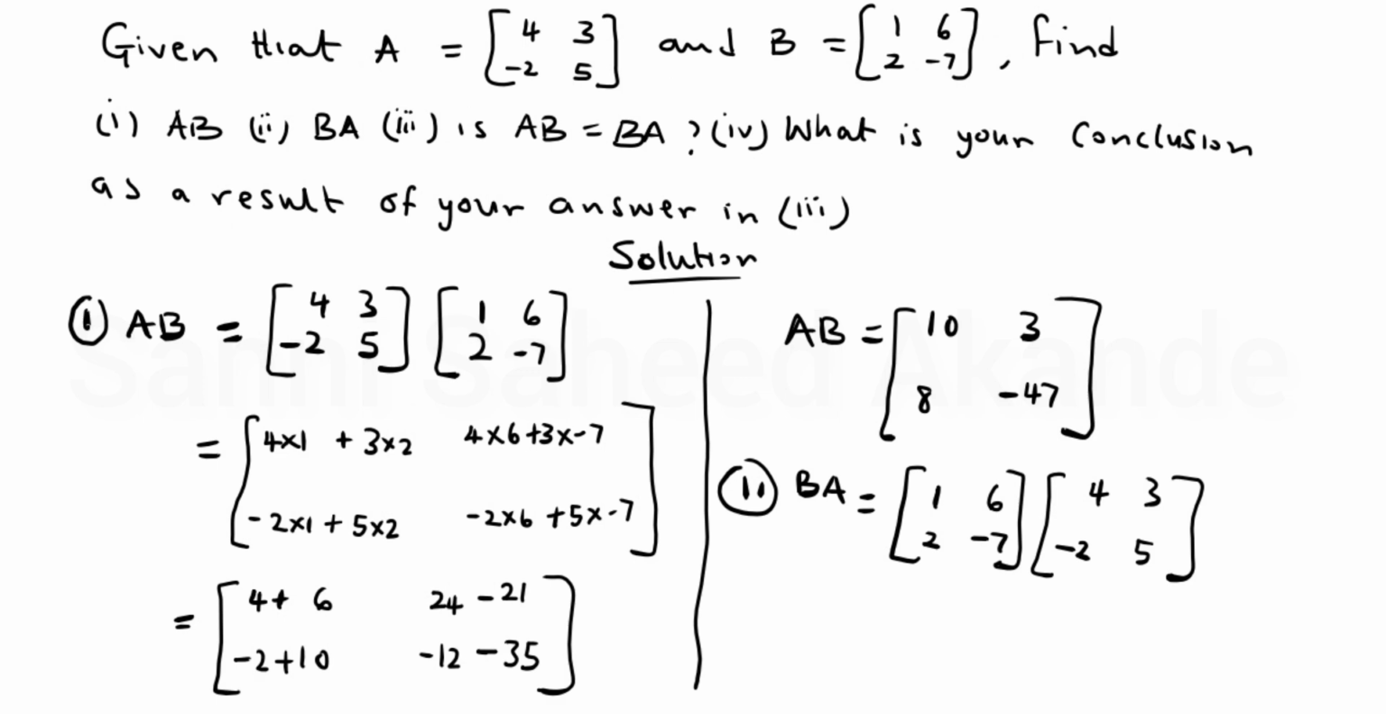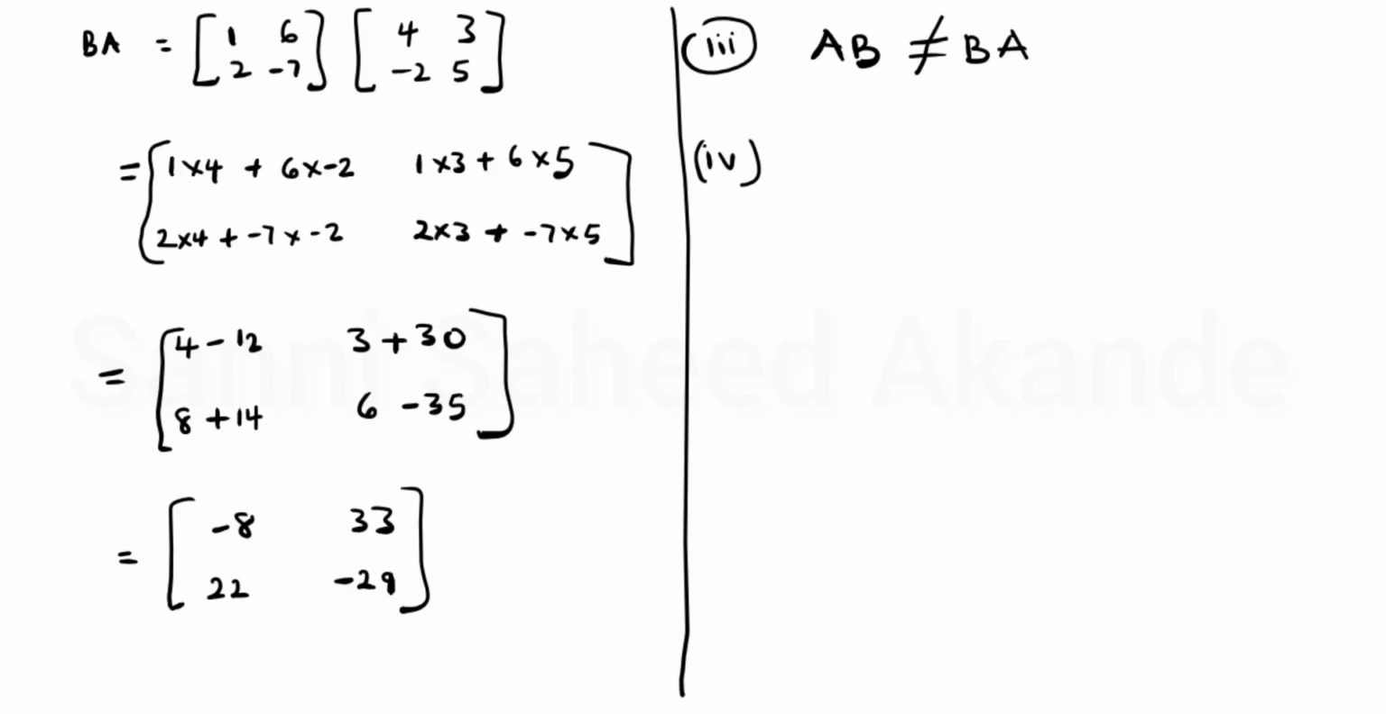Okay, so unlike addition and subtraction, which are commutative. That is, you can either bring matrix A first and add it to matrix B, or you bring matrix B first and add it to matrix A. You will still get the same answer. But in multiplication, if A comes first and you multiply with B, the answer you get will be different from when B comes first and you multiply with matrix A. So that is what we are talking about here.